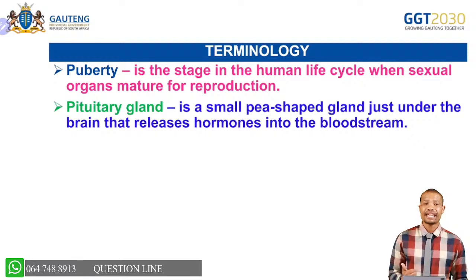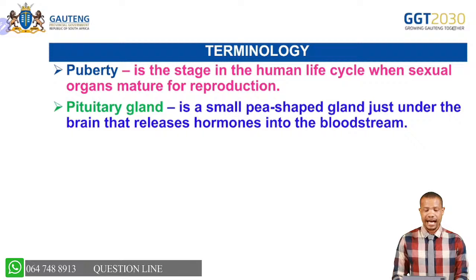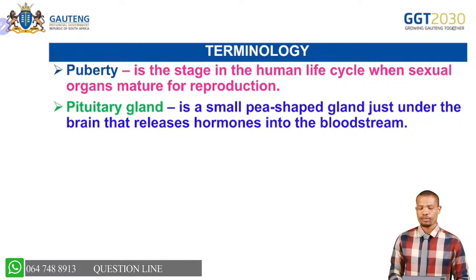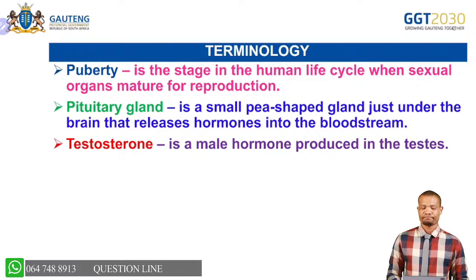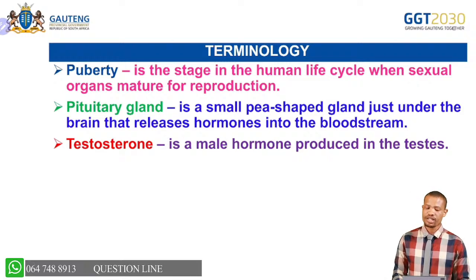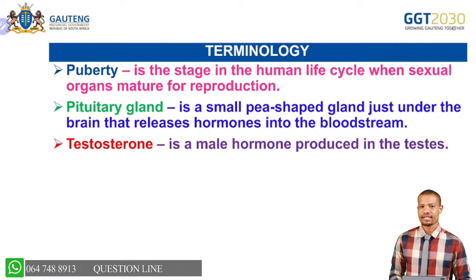The pituitary gland. It is a small pea-shaped gland just under the brain that releases hormones into the bloodstream. Okay, this is the gland that initiates puberty. We call it the pituitary gland, and it's located at the bottom of your brain. Testosterone. Testosterone is a male hormone which is produced in the testes.